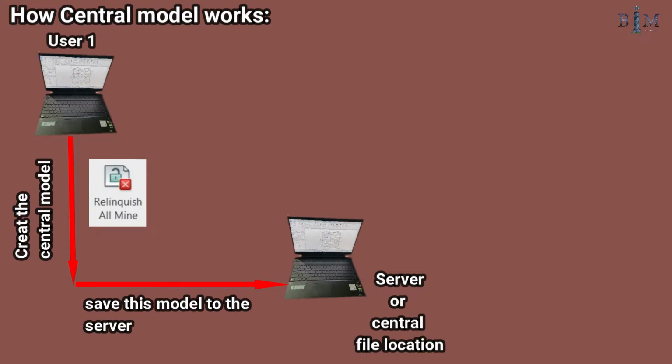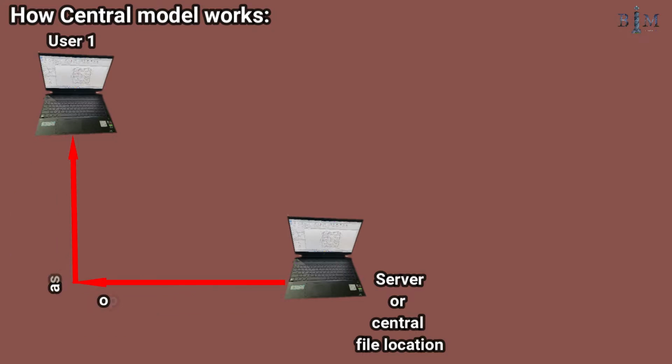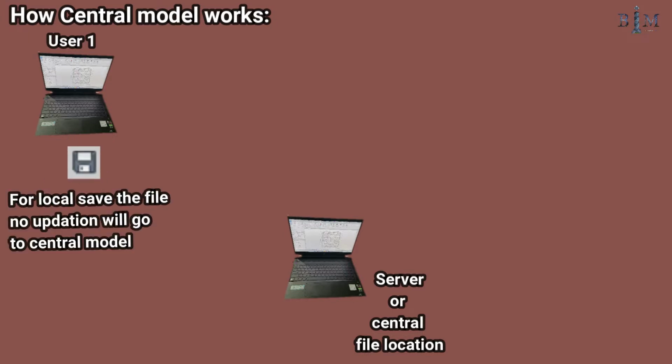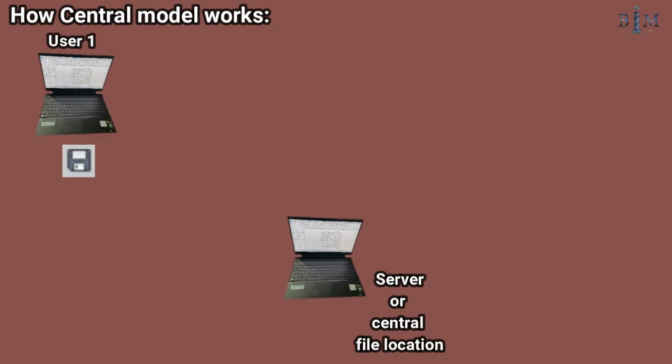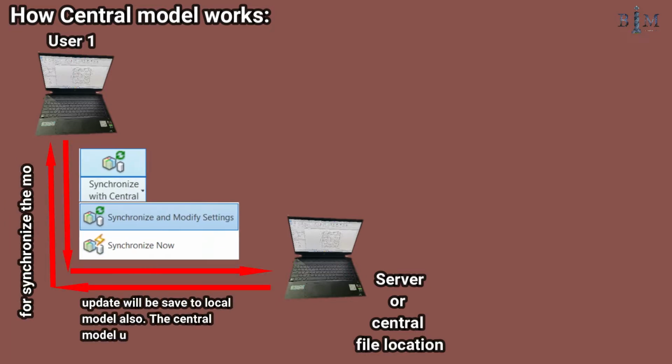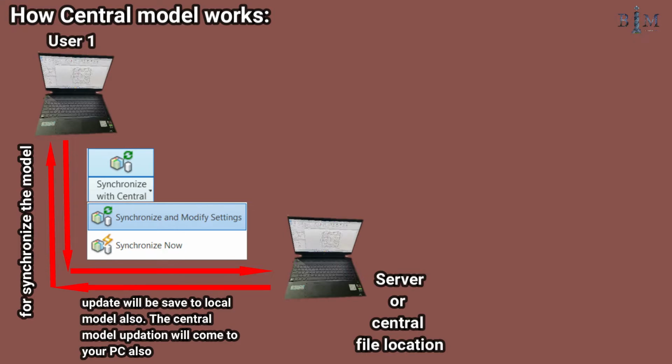It means you are leaving all the ownership permission, and open the same file as create new local. So after this, one local file will be created in your documents folder. You can local save the model, or you can synchronize your model. If you local save, then this update will be with you only, and if you synchronize this model, it means you are giving your update to the central model and taking the update from the central model also, if any update is available in the central model.